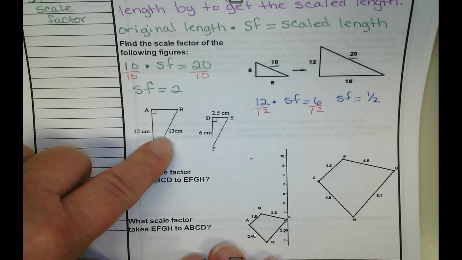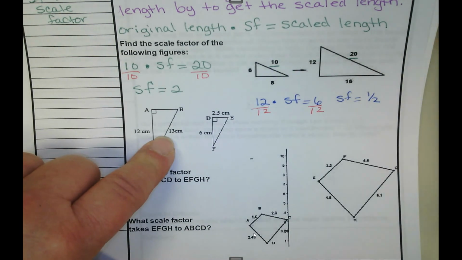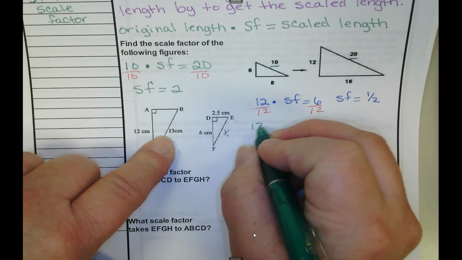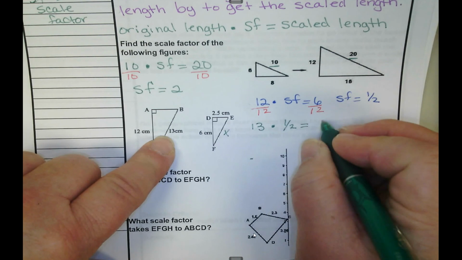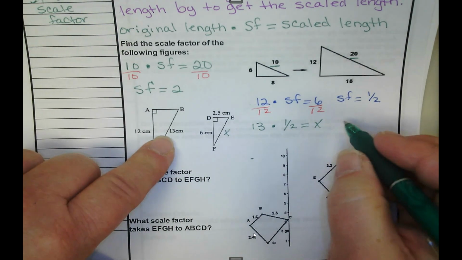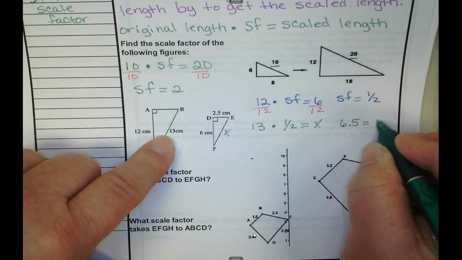So my original is 13. I'm going to call this X. 13 times my scale factor gives me X. Okay, 1/2 of 13 would be 6.5, which is equal to my x value.